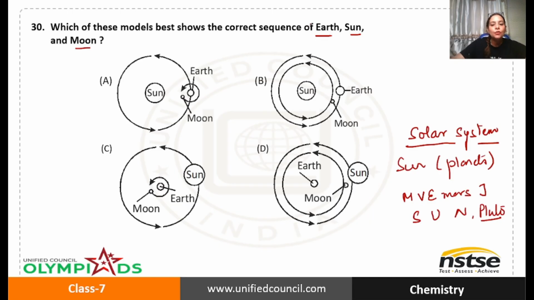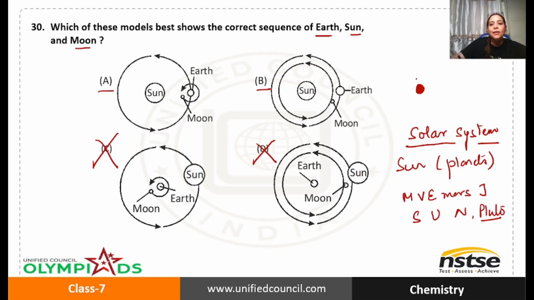Now here we need to talk about Earth, Sun and Moon. So undoubtedly the Sun is in the center. So all those options which have the Sun in the center would be right. So we can go for option A, we can go for option B, but option C is discarded because Earth cannot be in the center place, and even this is incorrect. So now we are left with just two options.